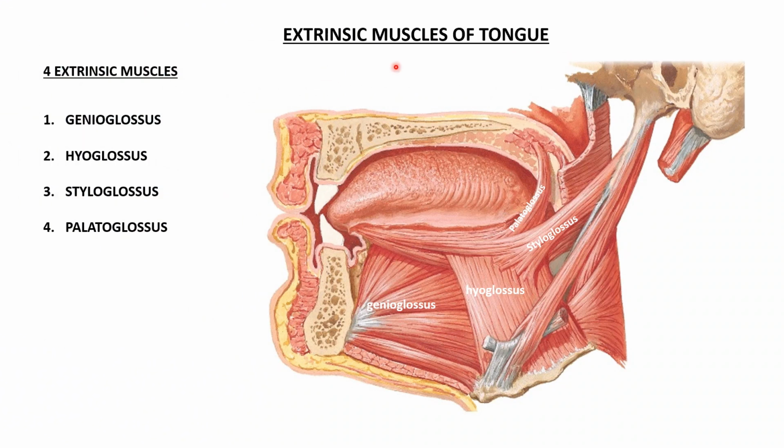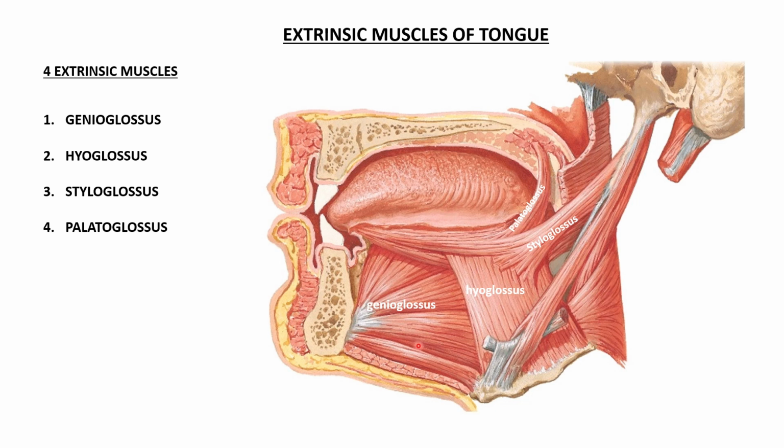Next is extrinsic muscles of the tongue. These muscles are for changing the position of the tongue in various directions. Earlier we talked that extrinsic muscles are attached to various other bones in and around this head and neck region. But these muscles are attached to the tongue.